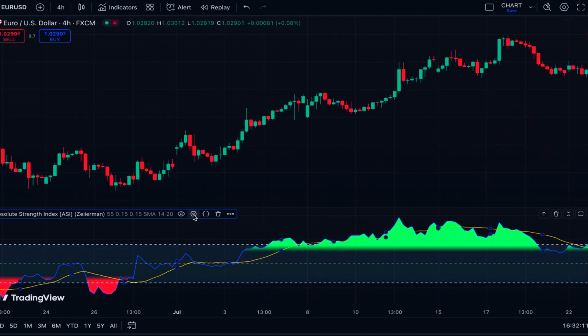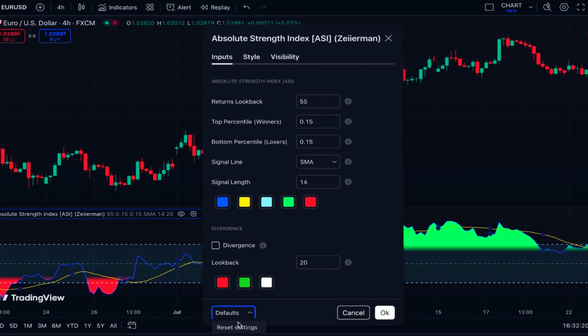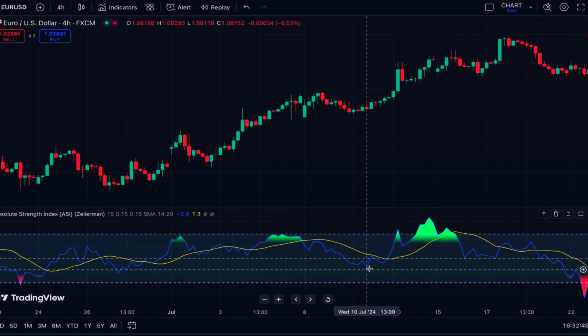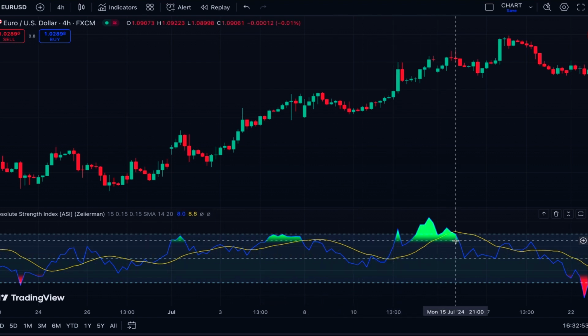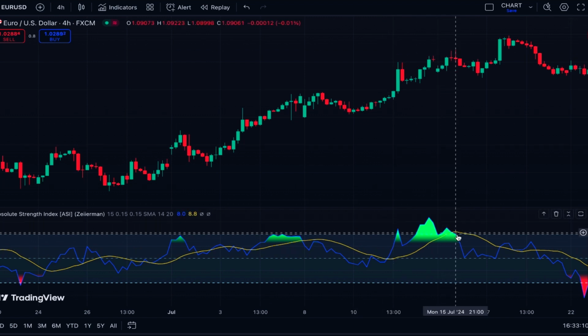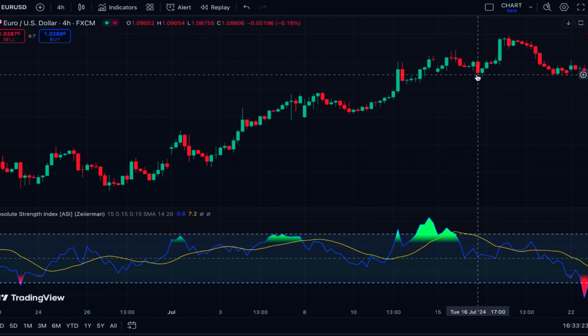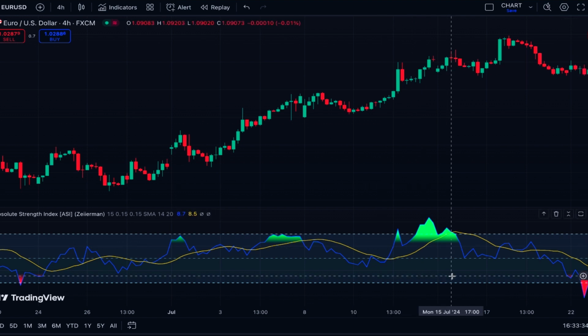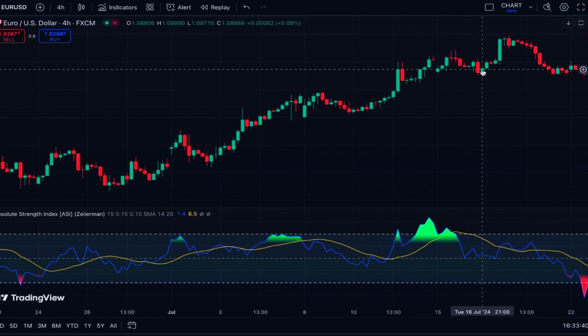Let me go back to the settings of the indicator and change to default settings and explain other features of this indicator. The crossovers of ASI line above the signal line or below the signal line also show momentum changes in the market, and it can provide buy-sell signals. When ASI line crosses above the signal line, it's a bullish signal for increase of upside momentum, and when ASI line crosses below the signal line, it is a bearish signal for increase of downside momentum. In some cases, we can have good movement of the price, so worth trading, and in other cases, it can be just a pullback and not worth trading.